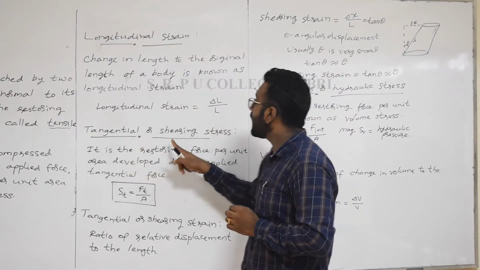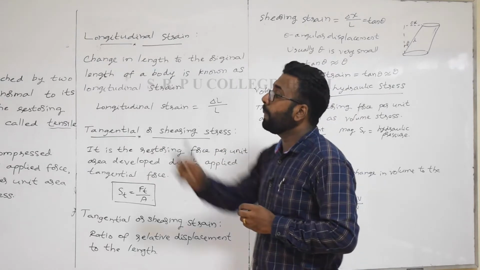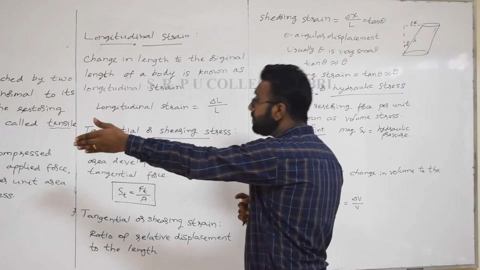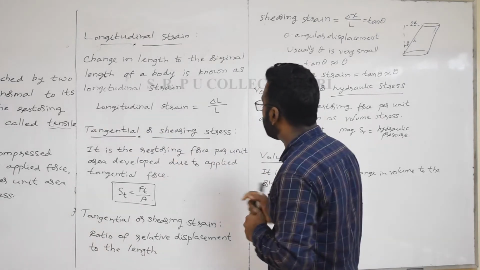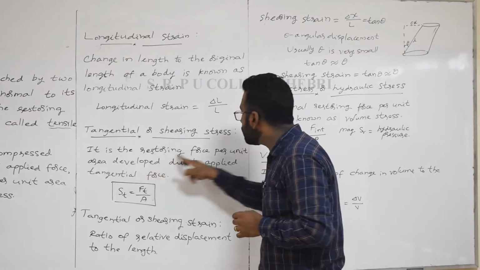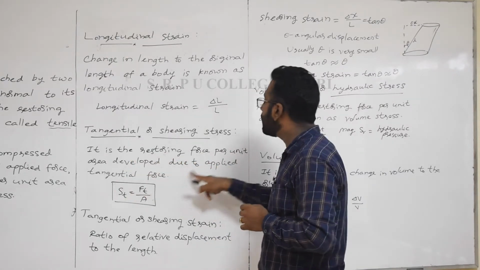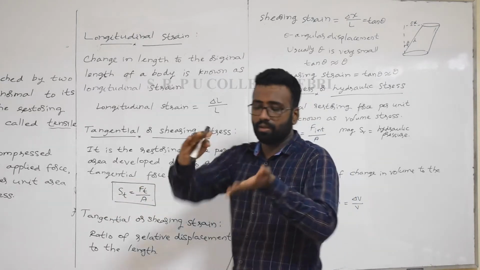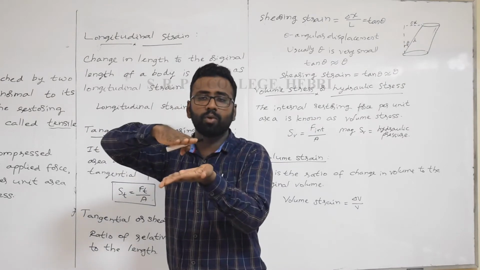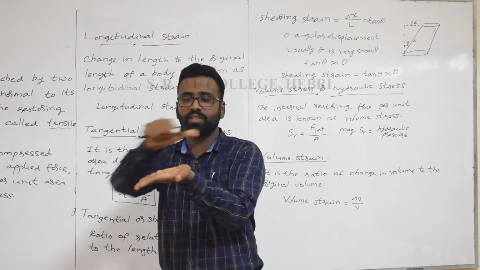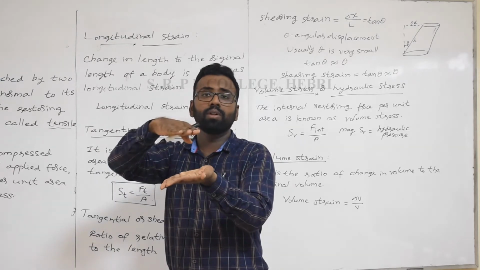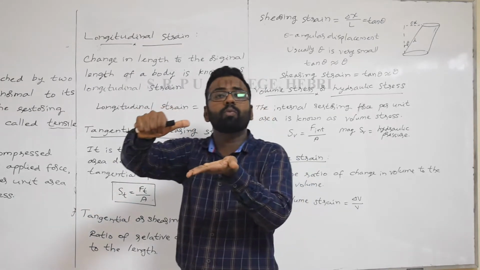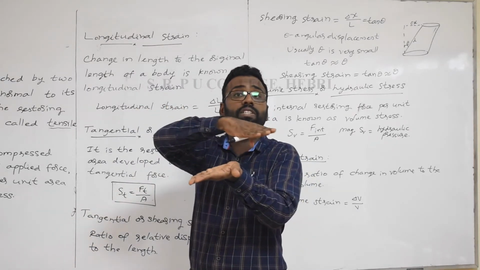Okay, next one, tangential or shearing stress. We have already seen about tangential or shearing in the previous explanation. Now I'll take the stress. It is a restoring force per unit area developed due to applied tangential force. Say we have taken the book, right? This is the book we have. We apply a force in this direction on the top of the book. Then what happens? The top part gets displaced.